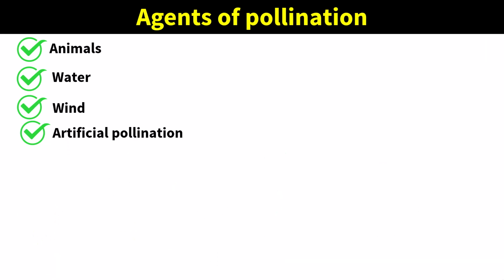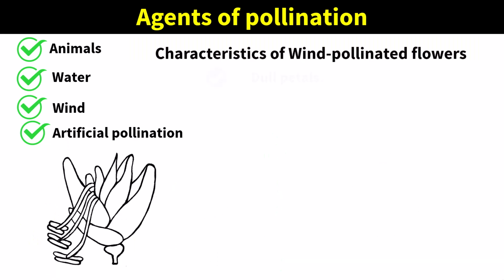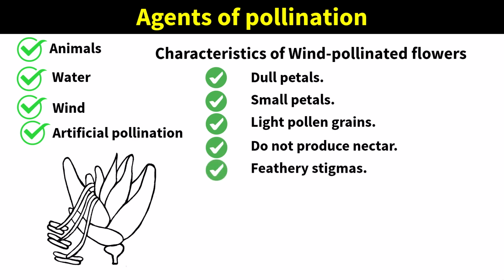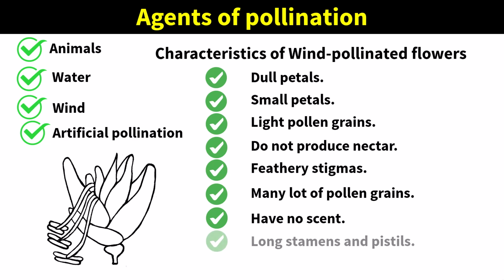Characteristics of wind-pollinated flowers. They have dull petals. They have small petals. They produce light pollen grains, which can easily be carried by wind. They do not produce nectar. They have feathery stigmas to trap pollen grains carried by wind. They produce a lot of pollen grains. They have no scent. They have long stamens and pistils hanging outside the petals to release and receive pollen grains respectively.